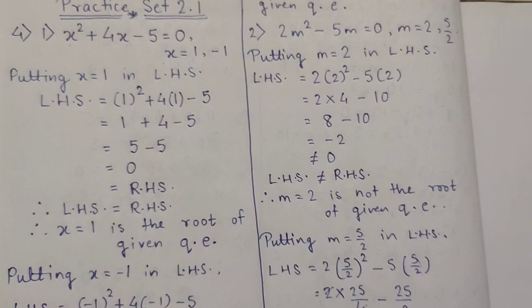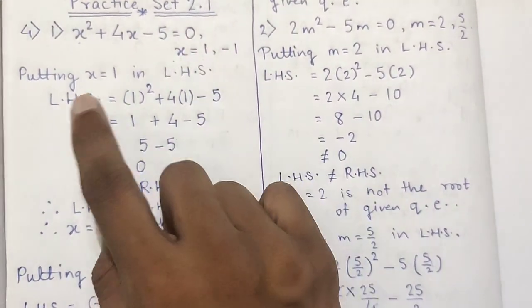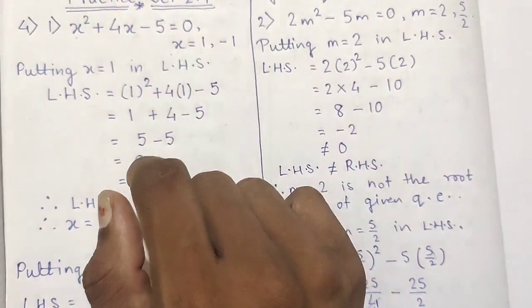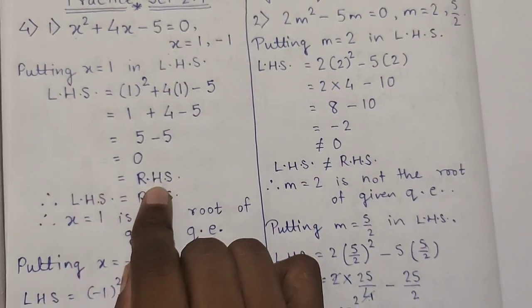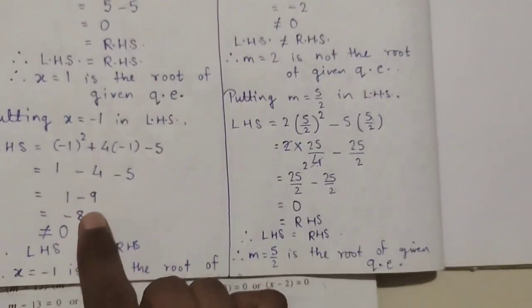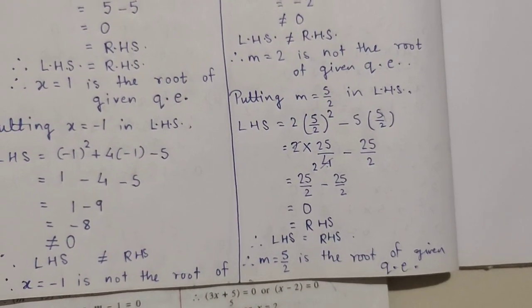This is very simple, but students, follow the method. Remember, you are checking, so for that purpose always put in LHS and see whether you are getting your RHS or not. If you got LHS is equal to RHS, then your value is the root. If it is not equal to your RHS, then that value is not the root.